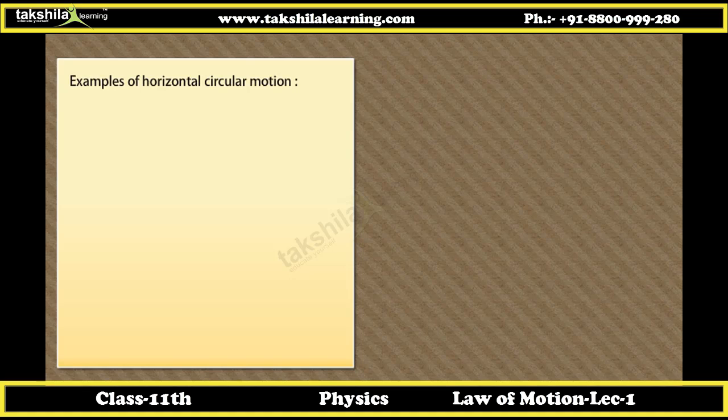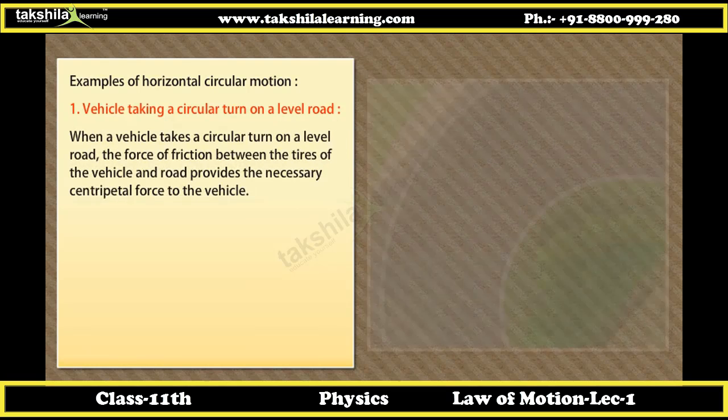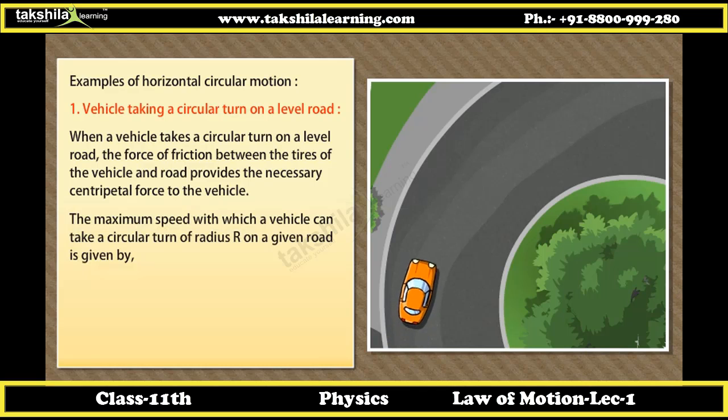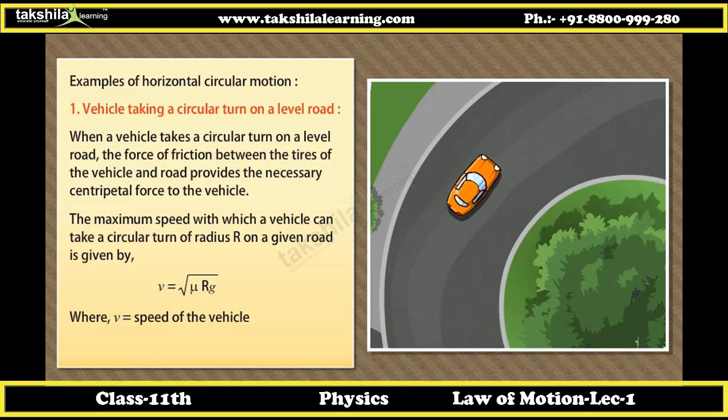Some examples of horizontal circular motion are: Number 1. Vehicle taking a circular turn on a level road. When a vehicle takes a circular turn on a level road, the force of friction between the tires of the vehicle and road provides the necessary centripetal force to the vehicle. The maximum speed with which a vehicle can take a circular turn of radius r on a given road is given by v = √(μrg), where v is the speed of the vehicle and μ is the coefficient of friction.